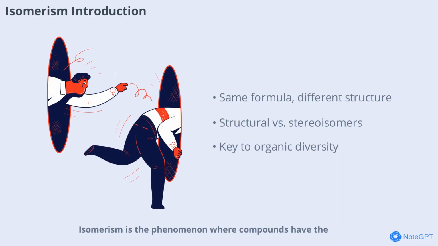Isomerism is the phenomenon where compounds have the same molecular formula but different structures or arrangements. There are 2 main types, structural isomerism and stereoisomerism. We'll introduce the concept with simple visuals and explain why isomers are important in organic chemistry. Understanding isomerism helps explain the diversity of organic compounds.